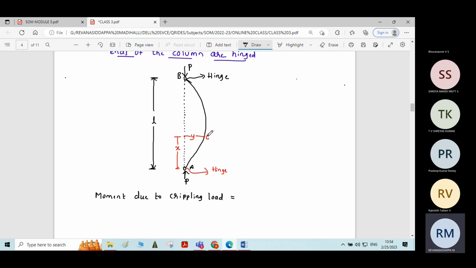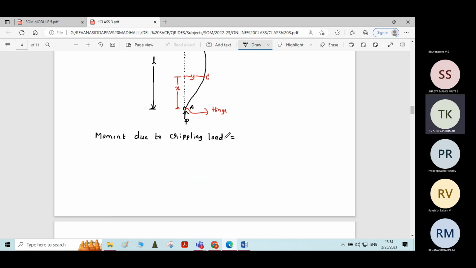How is it L minus X? See, the perpendicular distance of the point C from the line of action of force P. Which is the distance that you need to take? Perpendicular distance. So this vertical dotted line is the line of action. You have to take the perpendicular distance of point C from the line of action. Which is the perpendicular distance? Y. So P into Y. So moment due to crippling load is P into Y.